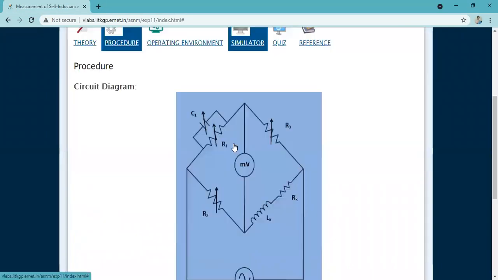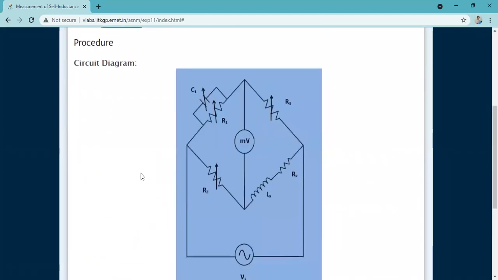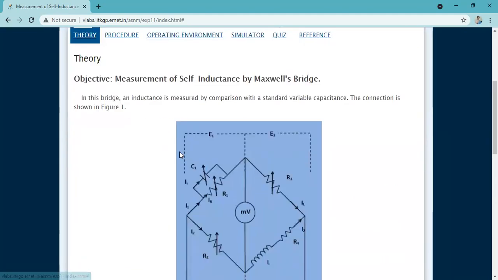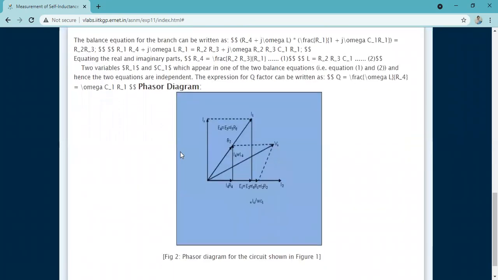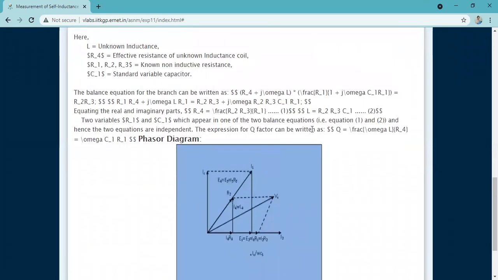So here you can see in the procedure, in the theory, some formulas are mentioned, like the Q factor. The expression for Q factor can be written as Q is omega. So this is written in the statement, but you have to write it in terms of parameters. For that, whatever the formula for L. So now one question to you: what is the formula for L?